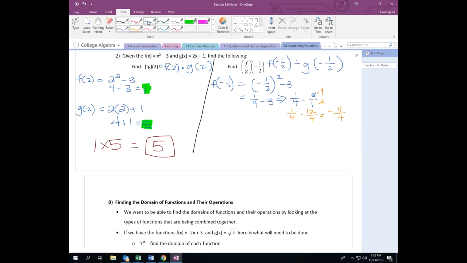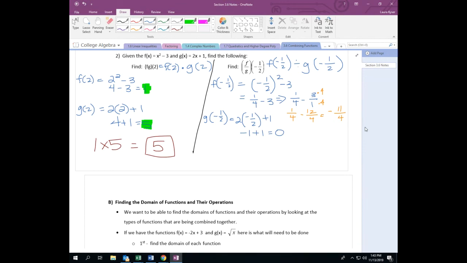Now I need to do the same thing with g, plugging in negative 1/2 in the g function, g of negative 1/2. So negative 1/2 going in here, 2 times negative 1/2 plus 1. 2 times negative 1/2 is negative 1, plus 1 is 0.